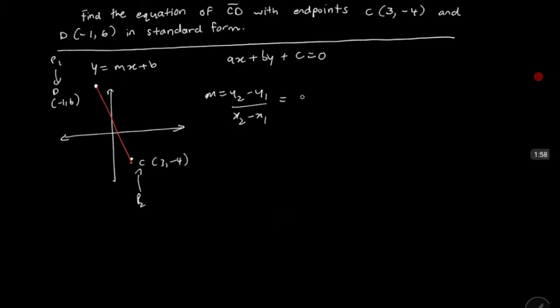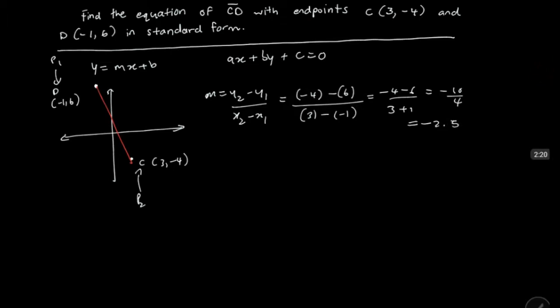So y2 here is -4, minus y1 here is 6, over x2 here is 3, minus x1 here is -1. Make sure you pay attention to the integers, and you get -4 minus 6 over 3 plus 1, which is -10 over 4. This is approximately -2.5, or you can reduce it and get -5 over 2. So the slope here is -5 over 2, and now we have y equals -5 over 2 x plus b.